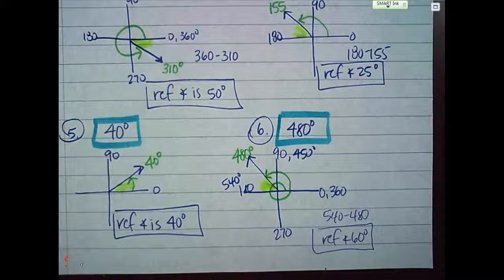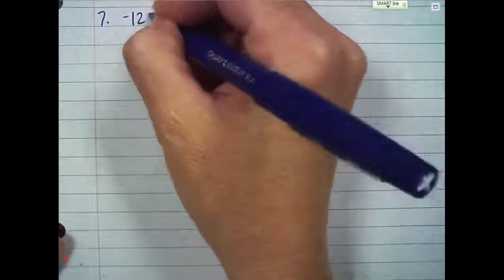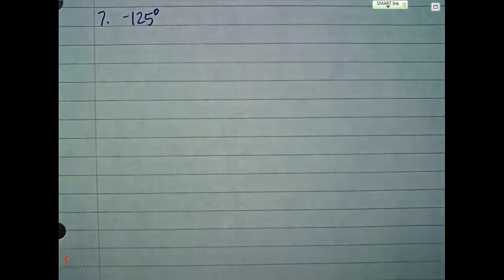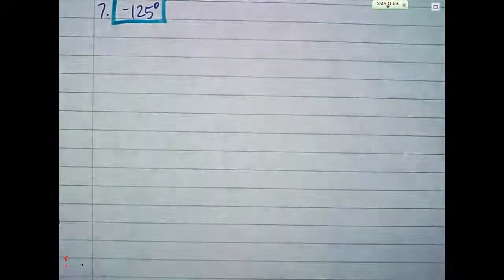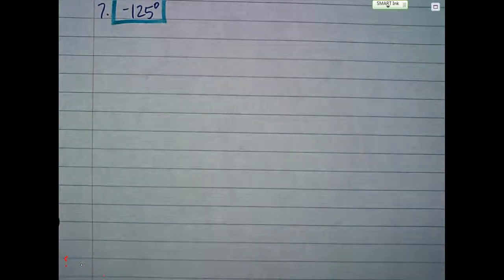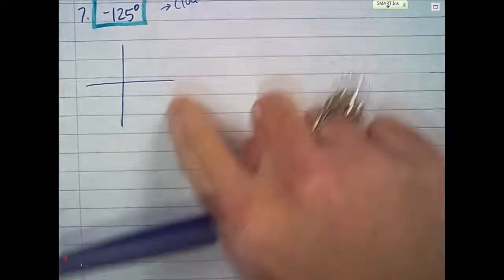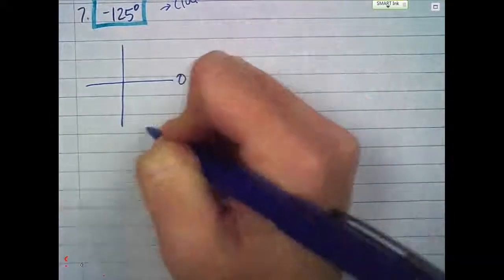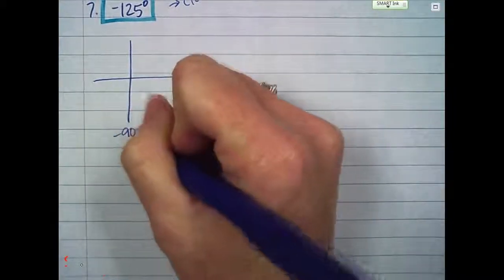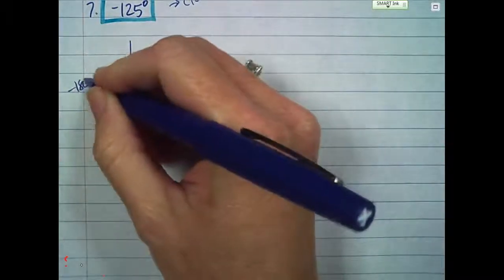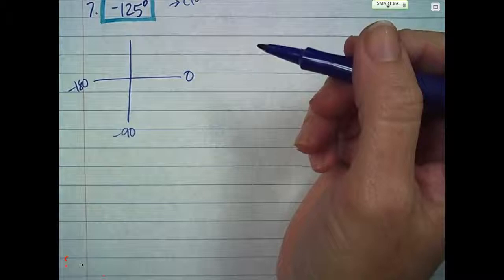Wait, I said one more, but I forgot negatives. Sorry. Try number 7. This time, negative 125. So remember what you had to do when you counted negative? You go clockwise, right, instead of counterclockwise. You're going to count clockwise, remember? Watch. Clockwise is this direction. So 0, negative 90, negative 180. Where's negative 125?